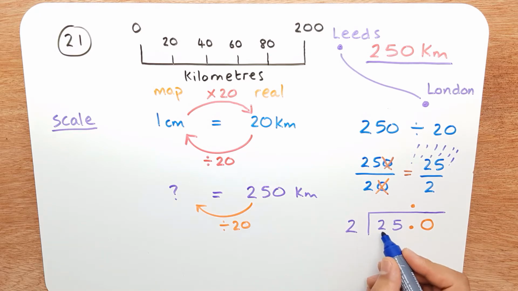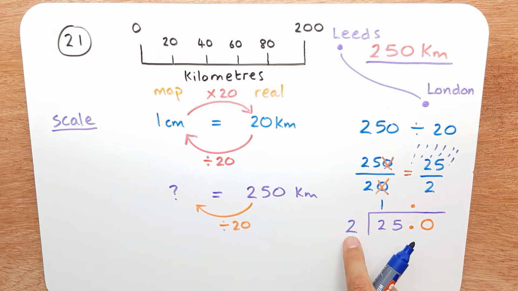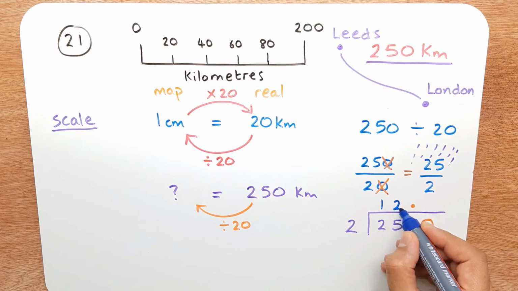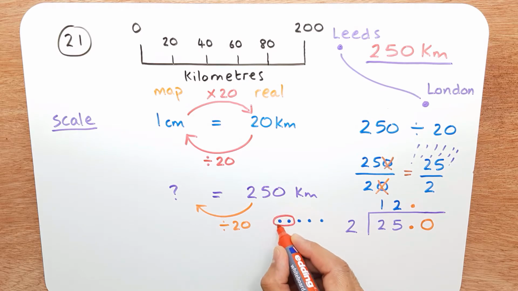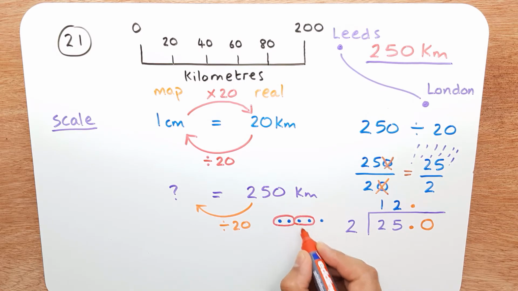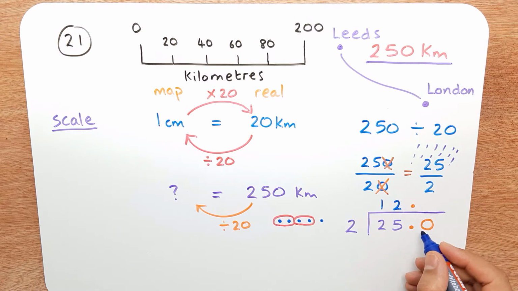So let's go ahead and divide this. How many 2's are there in 2? There's 1. How many 2's are there in 5? There's 2. So let's check that. 1, 2, 3, 4, 5. How many groups of 2? 1 group of 2, 2 groups of 2. And we've not got enough to make another group, so that's a remainder. So remember the question was how many 2's are there in 5? There's 2, and that goes at the top. And this remainder, which is 1, gets carried over to the next column.